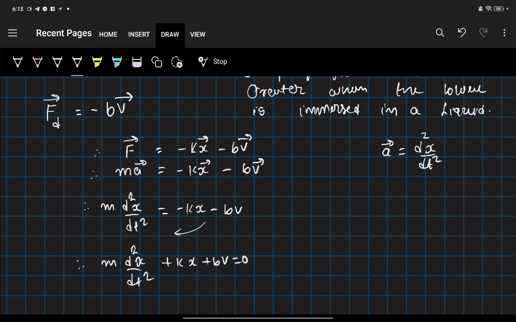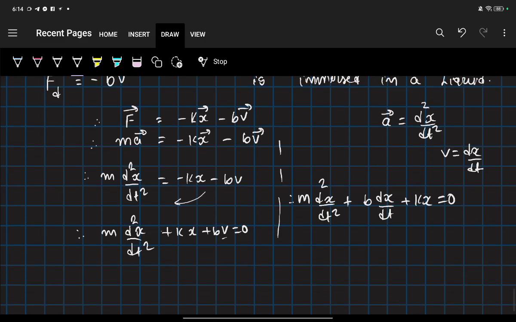The right side will become 0, right? And we can write this velocity as dx by dt. This equation will become d square x by dt square plus b multiplied by dx by dt plus k of x is equal to 0, right? So is this basically a quadratic equation? No, it's not a quadratic equation. A quadratic equation is ax square plus bx plus c. Here the x square term is not present.